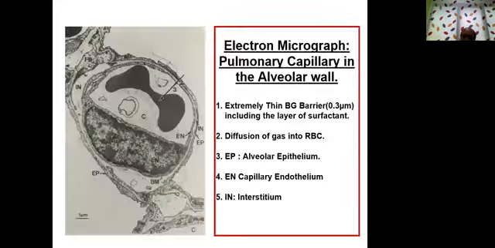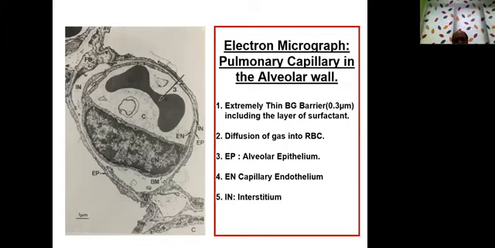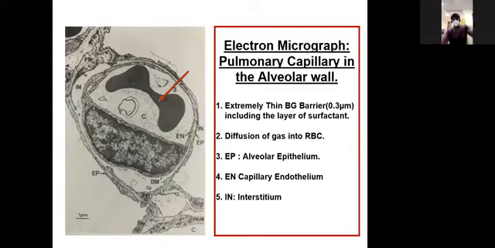This is an electron microscopic appearance of the alveoli as well as the pulmonary capillary within the alveoli. You can see that it is such a thin barrier. It measures only 0.3 micrometers. What you can see there is a pulmonary capillary with a red blood cell, which is dumbbell shaped, the alveolar epithelium on the other side and the capillary endothelium inside, and in between the interstitium and also the surfactant layer. So the diffusion of gas happens at this level. This is where the oxygenation happens at the pulmonary capillaries.